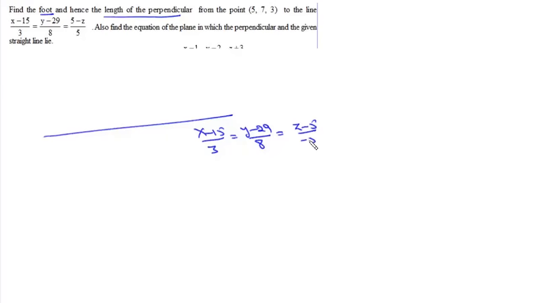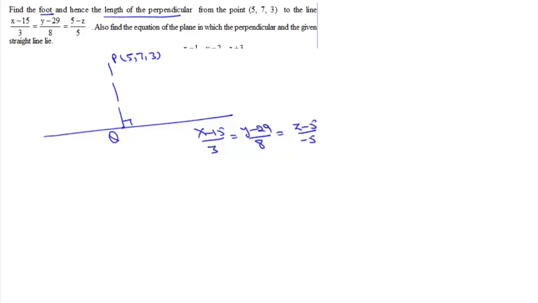Now the question is, find the foot and hence length of perpendicular from this point to this line. Now we have this line which is (x minus 15) by 3, equal to (y minus 29) by 8, and equal to (z minus 5) upon minus 5. So we have to make coefficient of z as 1. Now we are given this point P, which is (5, 7, 3). And from this point, we have dropped a perpendicular on this line. Now we need to find coordinate of this point and say this point is Q.